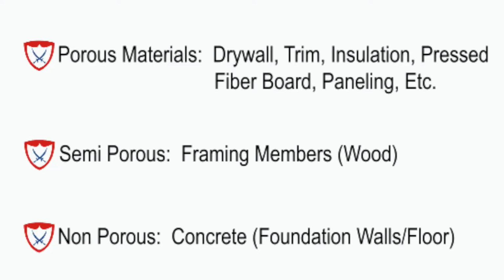Now, when we talk about mold growth, there are 3 general types of materials that can be affected. You've got porous materials, which would be all your drywall, trim, insulation, pressboard, paneling. Those are items that are porous, and they can be very susceptible to mold growth. Then you've got semi-porous materials, which is wood framing, and then non-porous materials like concrete foundation walls and floor. Now, these 3 different categories actually get handled differently when we're talking about mold removal.